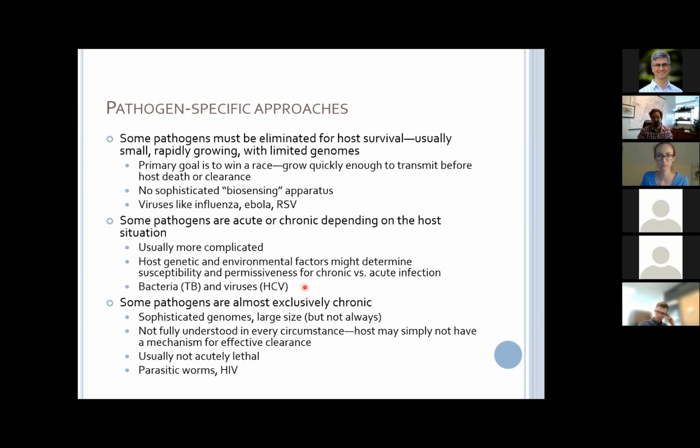And then you get into the larger pathogens that are almost exclusively chronic. And I include here the large viruses like the herpes viruses that have hundreds of genes that are targeted towards manipulating the host and maintaining chronic infection without integrating into the host genome. And many times we still don't fully understand in every circumstance how some of these pathogens maintain a chronic lifestyle. And it may actually be failures of our own immune systems that support this. So if the immune system just can't come up with an effective mechanism, then by default, the infection can become chronic. These are usually not acutely lethal.